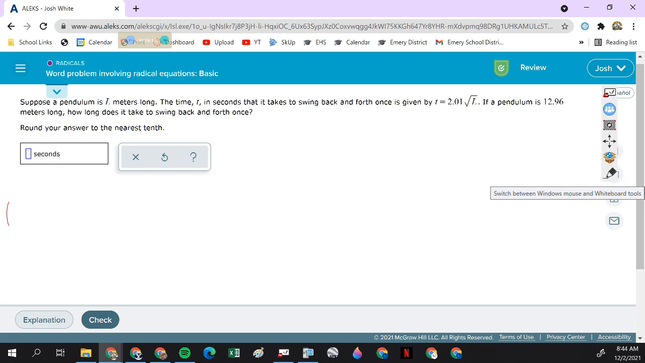So we have the function t equals 2.01 times the square root of L. If a pendulum is 12.96 meters long, how long does it take to swing back and forth? You're just going to plug this in there. 2.01 times the square root of 12.96. Whatever number that is is your answer.